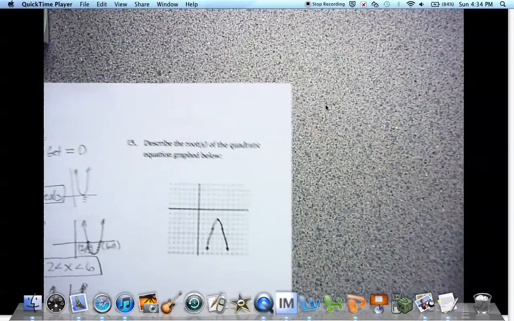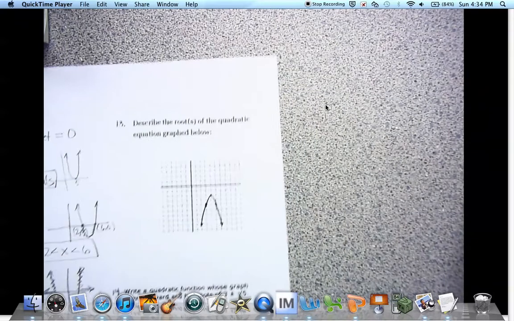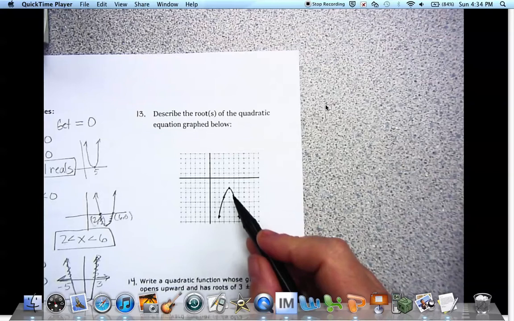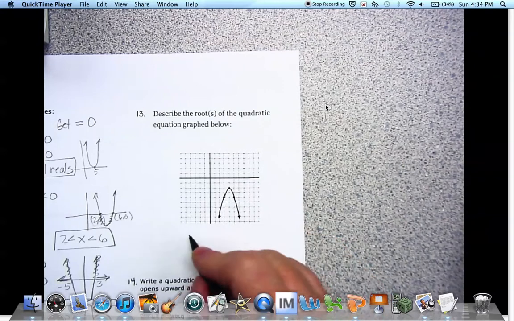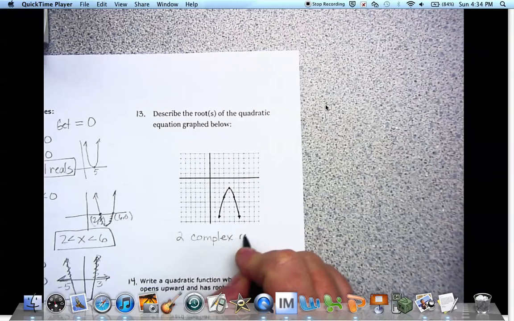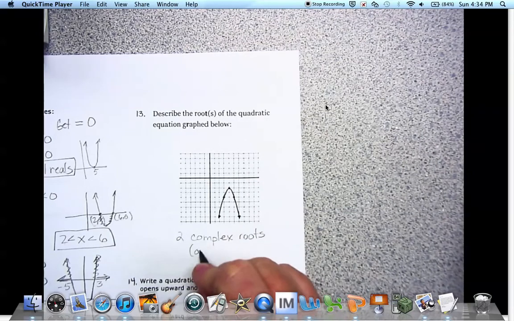Okay, number 13, describe the roots of the quadratic equation graph below. Okay, does this cross the x-axis? No, so this must have 2 complex roots or imaginary roots. You could put complex or imaginary.